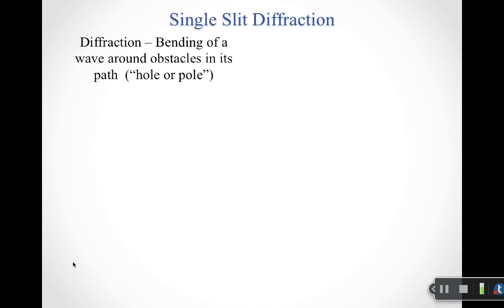All right, so we talked about double slit interference. Now we're going to come back and add single slit diffraction. It's another wave phenomenon that we're going to care about. So what do we mean by diffraction? For starters, diffraction is basically how a wave bends around obstacles in its path.